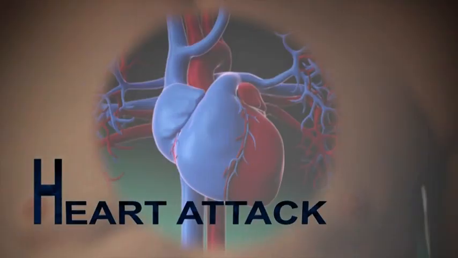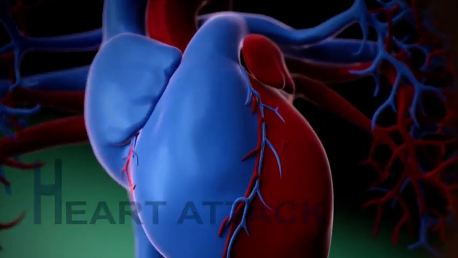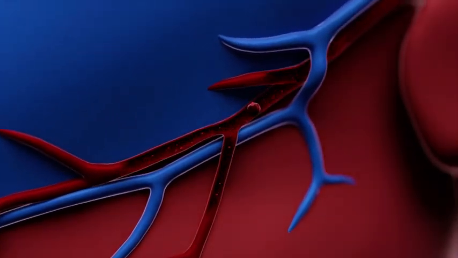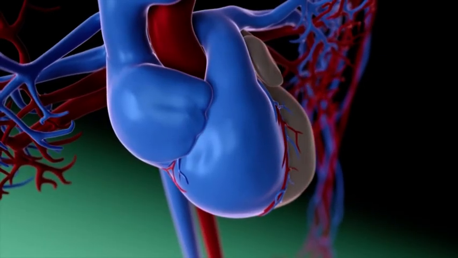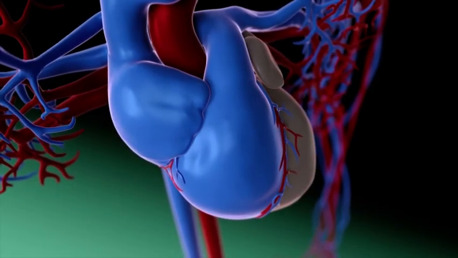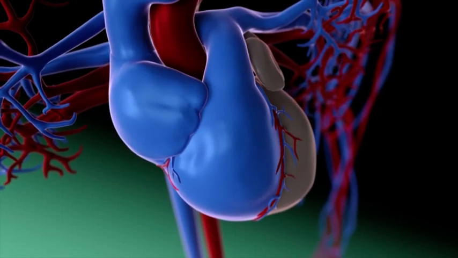Heart attacks occur when a blood vessel in the heart becomes blocked by a blood clot, causing part of the heart muscle to die. The amount of muscle affected by the heart attack will determine how much damage is done to the cardiac muscles. Anything more than 25% will be fatal.